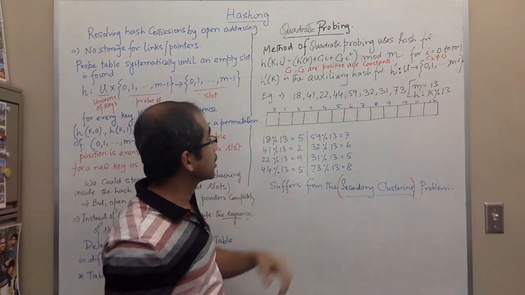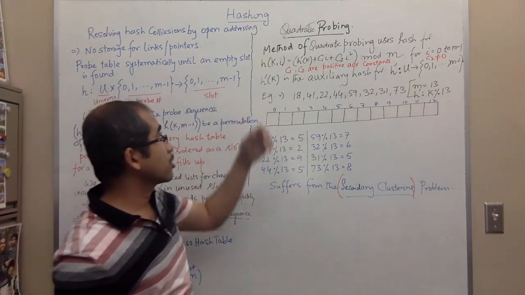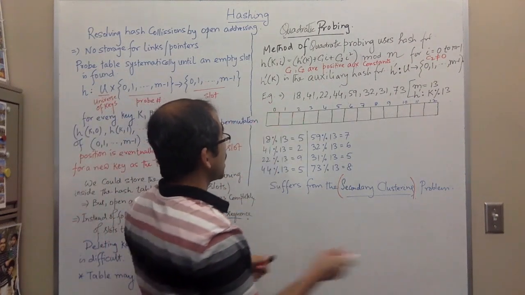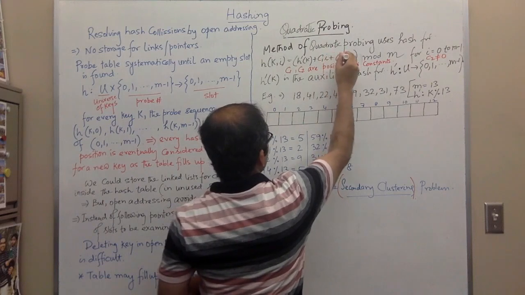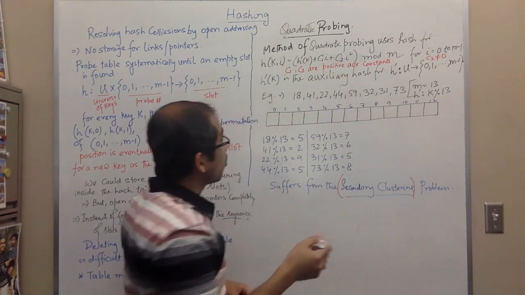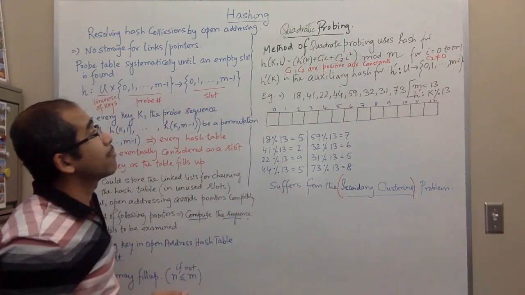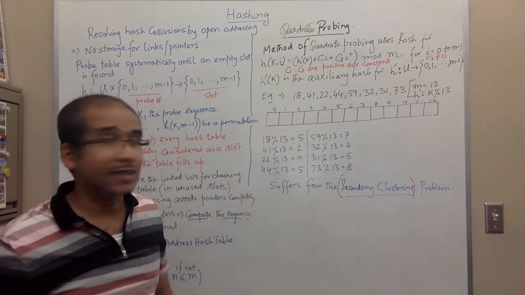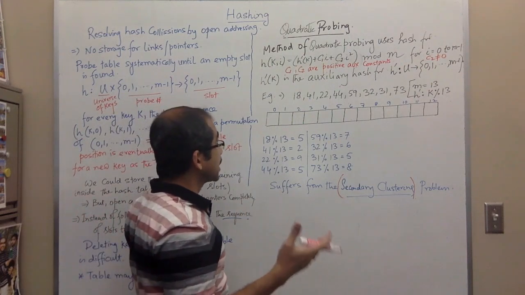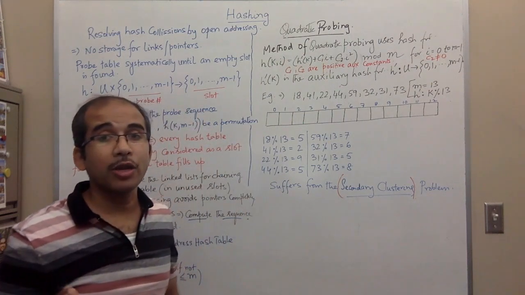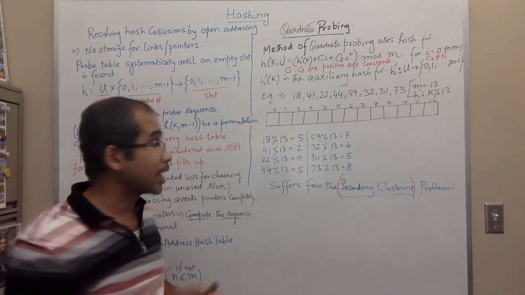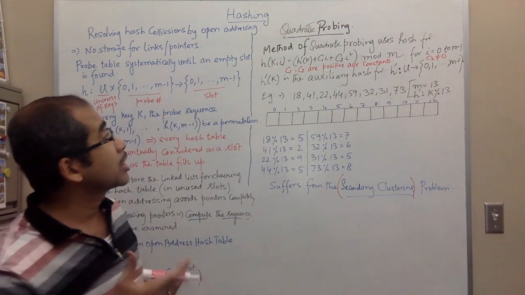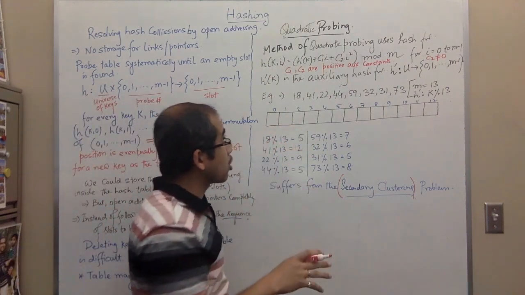Method of quadratic probing uses the hash function h(k,i) = (h'(k) + c1·i + c2·i²) mod m for i equal to 0 to m minus 1. Here c1 and c2 are some positive auxiliary constants. You can set c1, c2 and m properly to make this open addressing type probing very efficient. So c2 cannot be equal to 0.